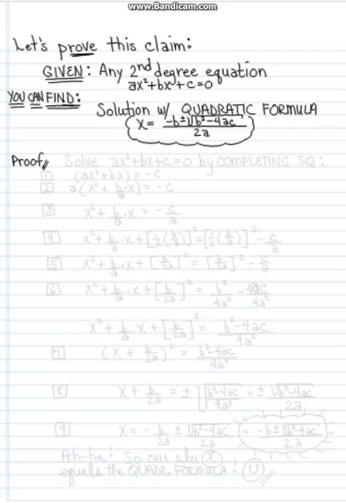Now we're going to prove a claim that if you're given any second degree equation, and I've written a general second degree equation, some number a times x to the second power plus some number b times x plus some number c equals the number 0. If you're given an equation like that, whose highest power is the second power, you can always find the solution using this thing called the quadratic formula.